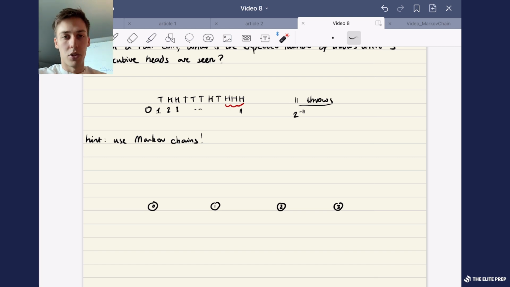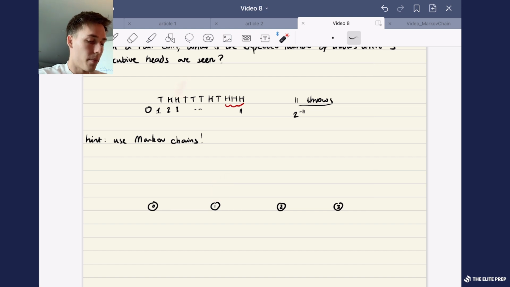And 0, 1, 2, 3 here represent the state at which we are. The state tells us how many consecutive heads we've seen up until now. For example, at time 0, we've not seen any heads at all because we haven't thrown anything. So at time 0, we're at state 0. At time 1, we have thrown 1 tail, so we've still seen 0 heads. At time 2, we've finally seen 1 head, and we've seen 1 consecutive head because at time 1 there was a tail. So we're at state 1.